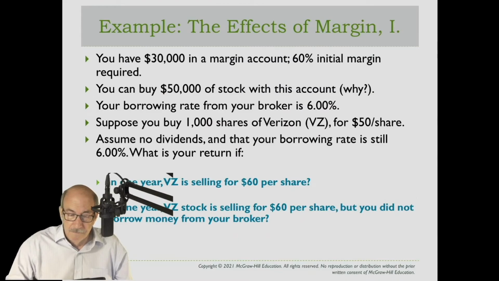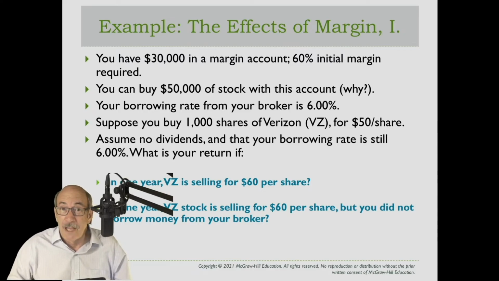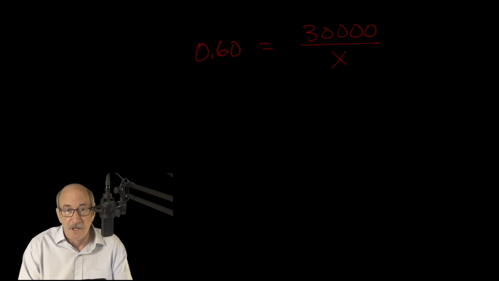All right. In this particular example, we have $30,000 in a margin account. We have a 60% initial margin. So that means we can buy $50,000 worth of stock. Well, why is that? Well, with a 60% margin, and we have, what is it, 30,000? We're solving for that denominator.